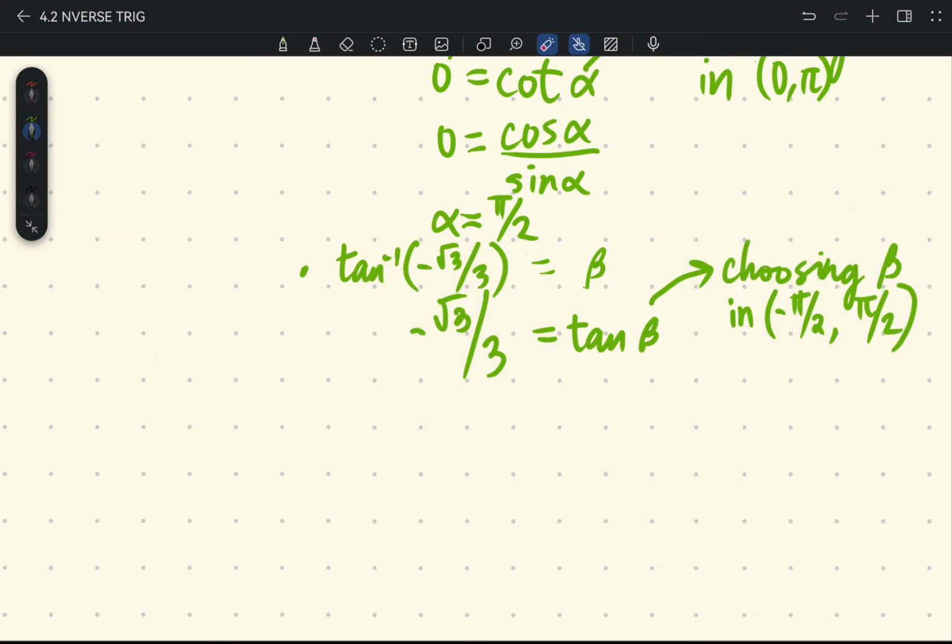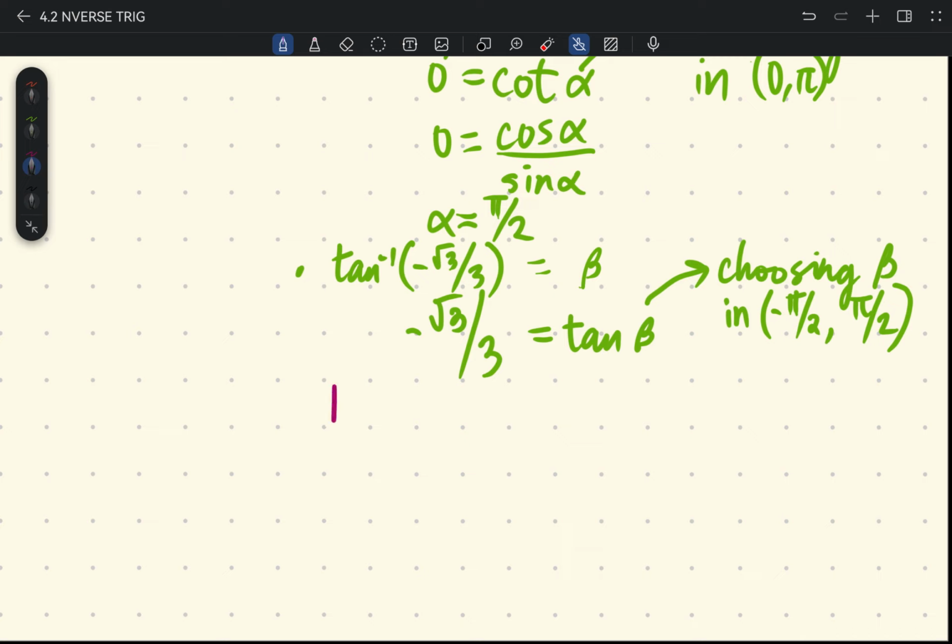So we use the reference angles technique here.